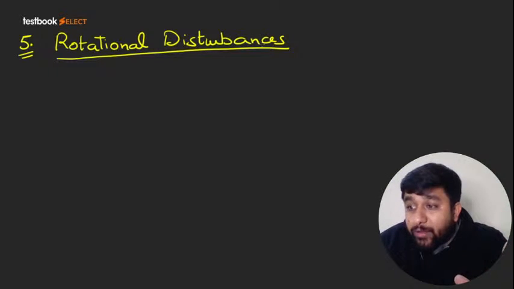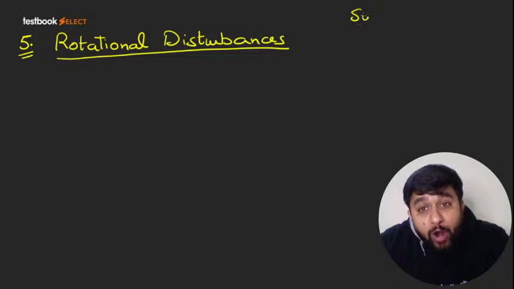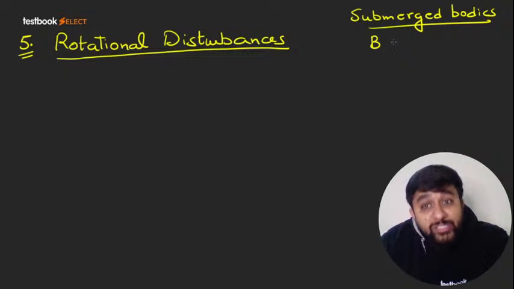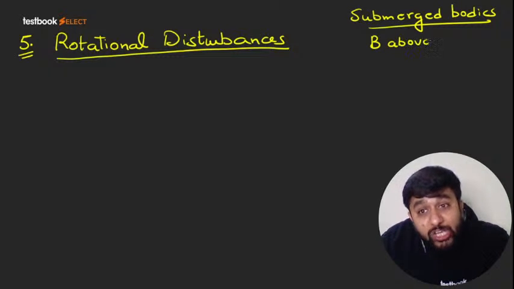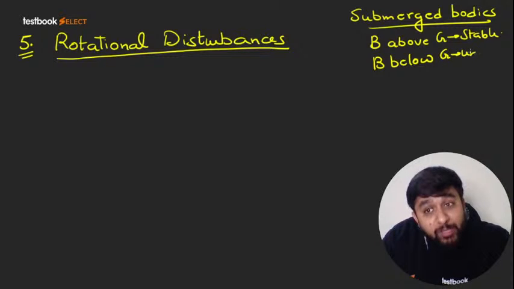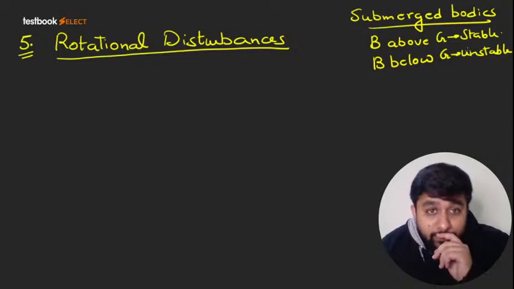Whenever you check the stability of anything, you need these points. So when we are talking of submerged bodies, if the center of buoyancy of the body is above G, the body is stable. And if the center of buoyancy of the body is below G, the body is unstable. If you don't know how this is derived, then please do let me know. I will help you out.